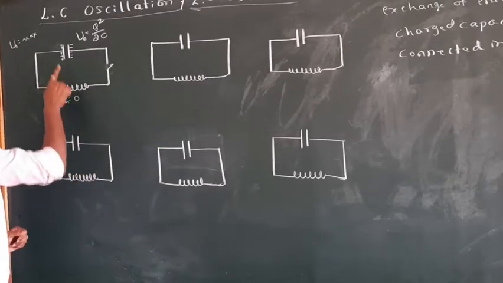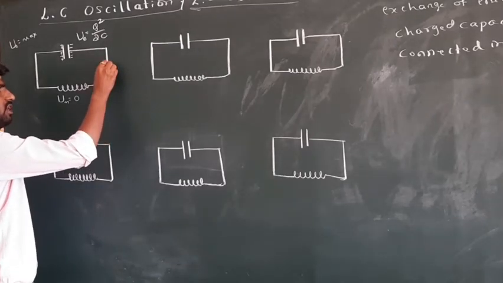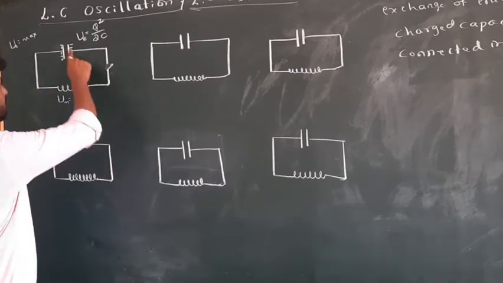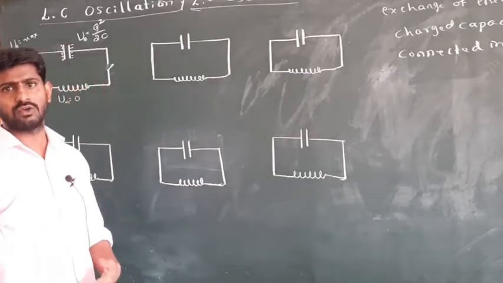Here, U_M is 0 and U_E is maximum. Now I close this circuit. When the key is closed, what happens? So it is a charged capacitor, and the capacitor starts to discharge.